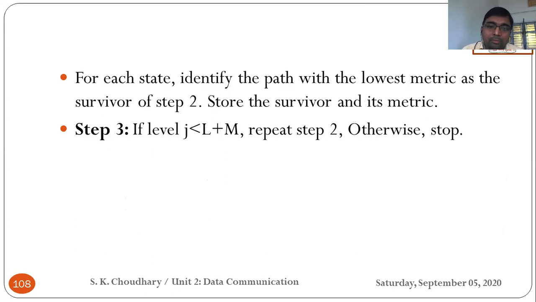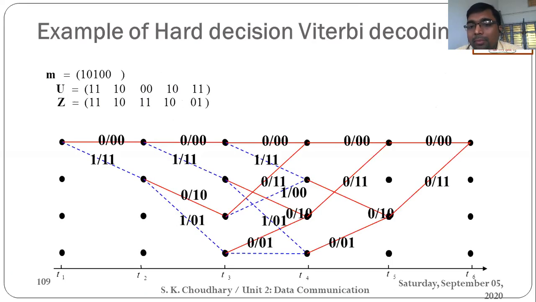In step 3, if level J is less than L plus M, meaning L plus K minus 1, that is here 3 plus 2 equals 5, repeat step 2, otherwise stop. So we have to go up to 5 levels to achieve our target, and then we stop, otherwise we have to repeat step 2.